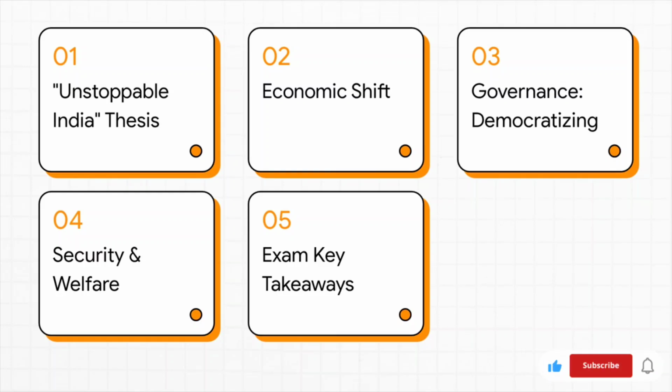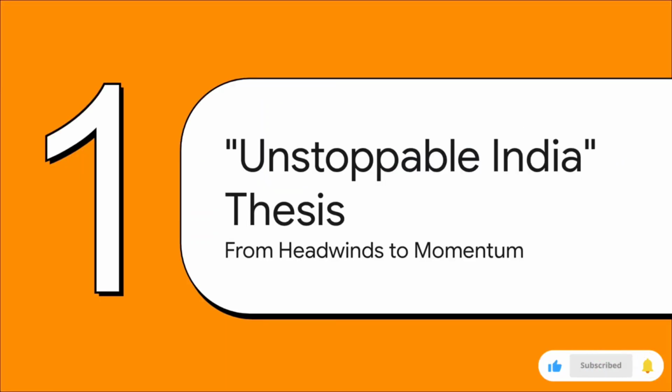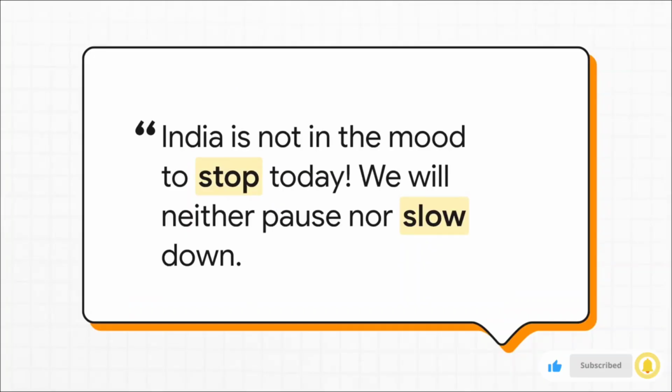Okay, let's get started. Let's kick things off with the core message, what's being called the unstoppable India thesis. The speech opened with this really powerful quote, and it set a very confident tone right from the get-go. Now, the strategy here is all about contrast. It's about positioning India's current momentum against a world that's facing, and I quote, roadblocks and speed breakers. This frames the country as a standout success story. This whole narrative of exceptionalism is absolutely central to the entire address.